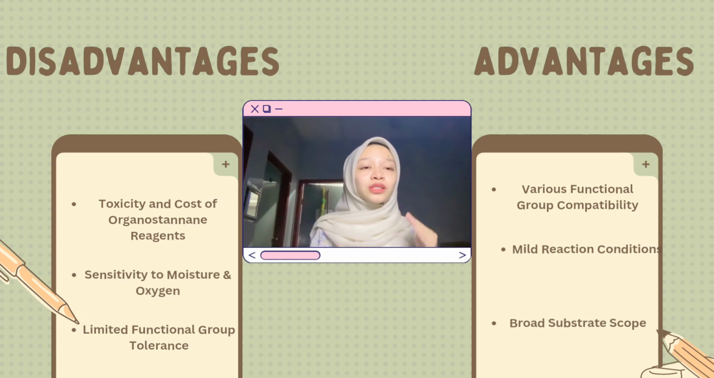Not only that, the Stille cross-coupling reaction also has its own advantages. First is various functional group compatibility. The Stille reaction tolerates a wide range of functional groups, making it versatile for constructing complex organic molecules. Second is mild reaction conditions. The reaction operates under mild conditions, minimizing undesired byproducts and providing excellent control. And the last is broad substrate scope. The Stille reaction can couple diverse organic molecules, allowing for the synthesis of complex compounds with diverse structural motifs.